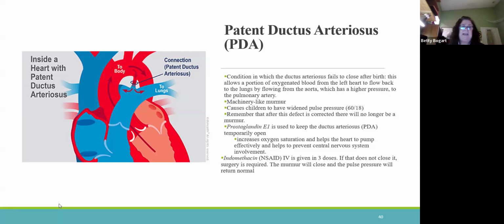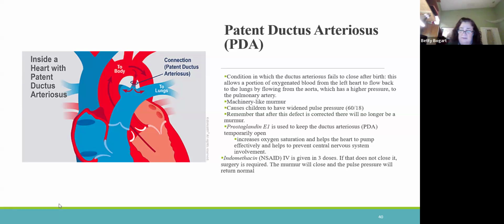Now, if you need to keep that open, you just need to give the prostaglandins. Mommy's not there anymore, so you need to give synthetic prostaglandins in a continuous, slow infusion. What do prostaglandins do? It's an oxygen giver, and it also helps with cardiac output. Very important. Prostaglandins increase oxygen. It's an oxygen giver, it helps with cardiac output, and it prevents any problem with the central nervous system because of lack of oxygen, okay?